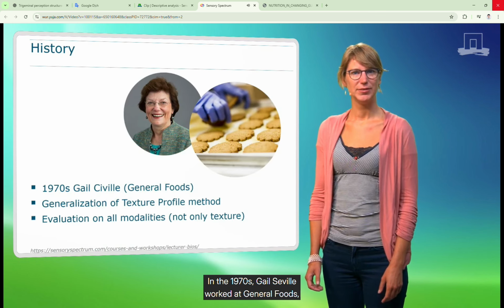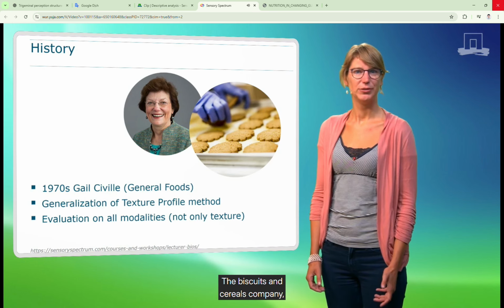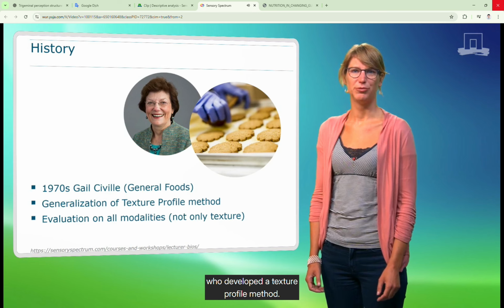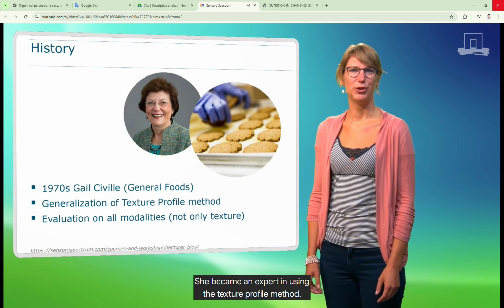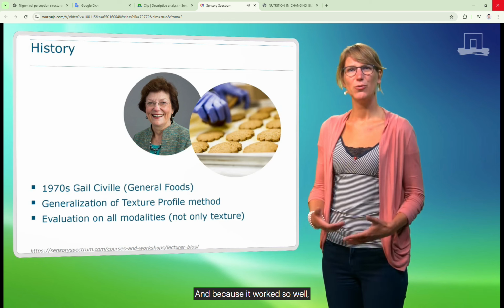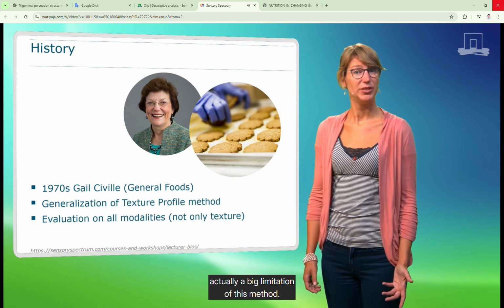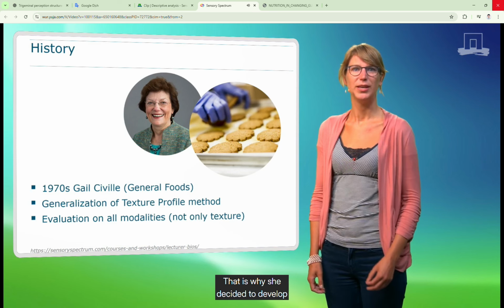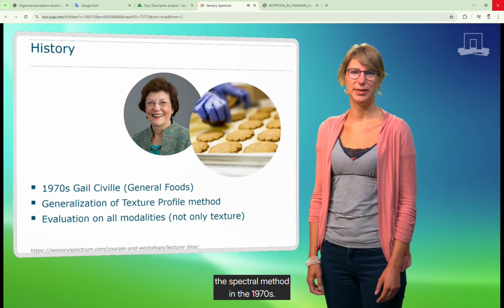In the 1970s, Gail Seville worked at General Foods, the biscuits and cereals company who developed the texture profile method. She became an expert in using the texture profile method, and because it worked so well, she felt that focusing only on texture was actually a big limitation of this method. That is why she decided to develop the Spectra method in the 1970s.